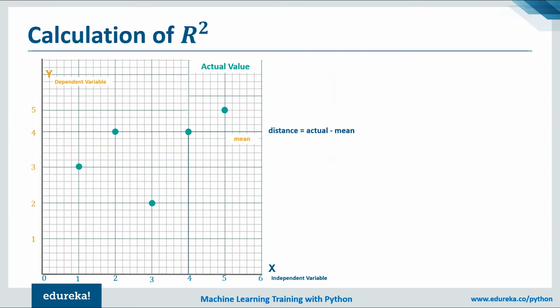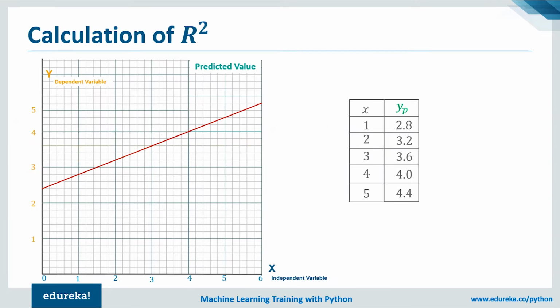So these are our actual values plotted on the graph. We had calculated the predicted values of y as 2.8, 3.2, 3.6, 4.0, 4.4. Remember when we calculated the predicted values of y for the equation y predicted equals 0.4 times x plus 2.4, for every x equal 1, 2, 3, 4 and 5. From there we got the predicted values of y. So let's plot it on the graph. These are the points, and the line passing through these points is nothing but the regression line.